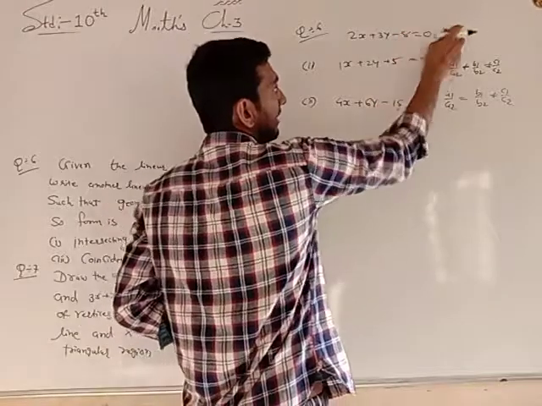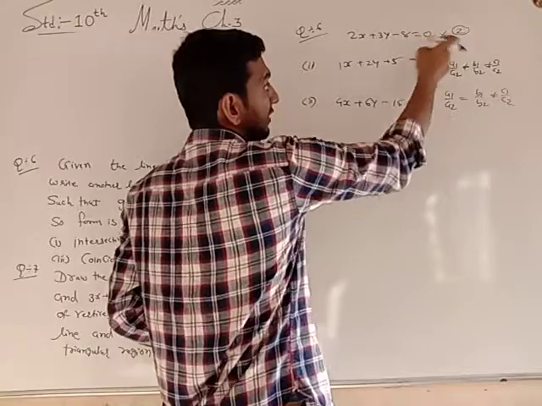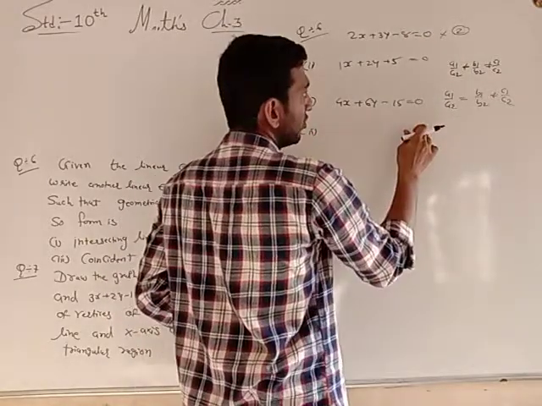Okay, don't multiply this 8 into 2. If you multiply 8 into 2, you get coincident lines. So I want a coincident line.